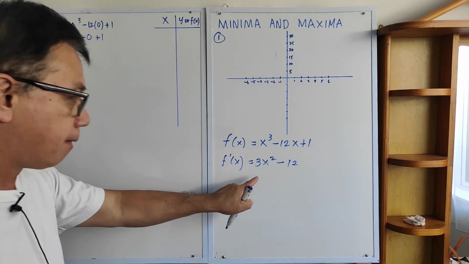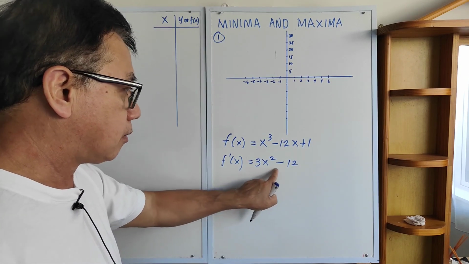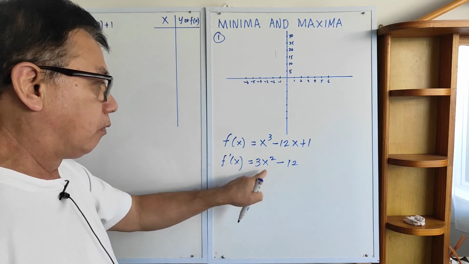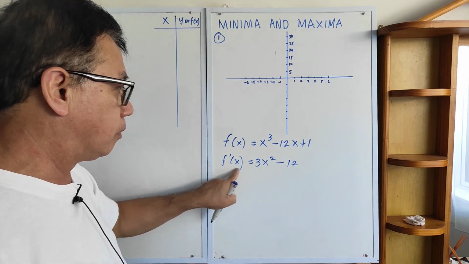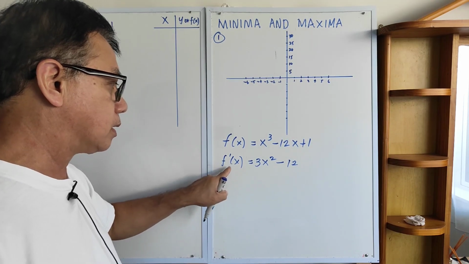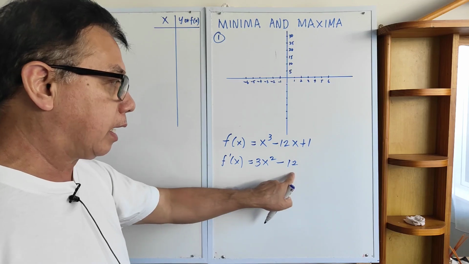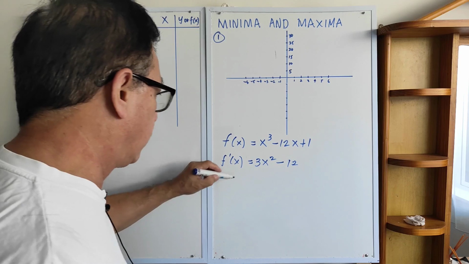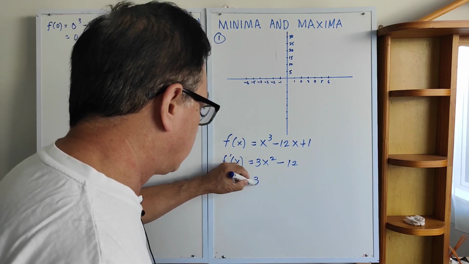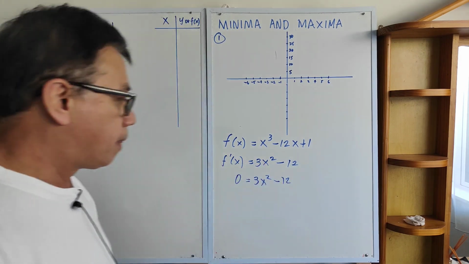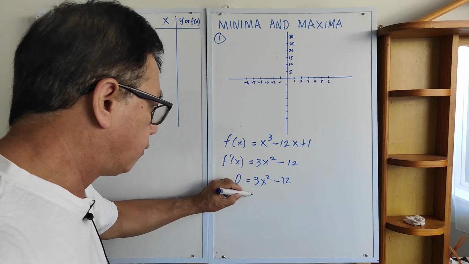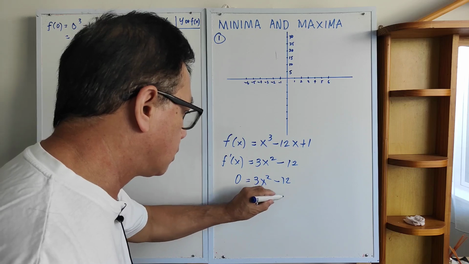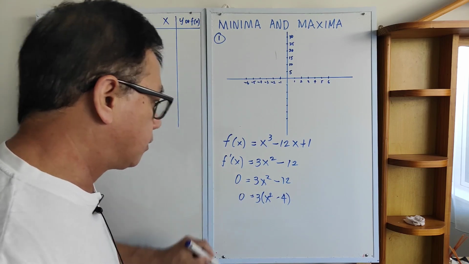Now, since this is the first derivative, we will equate it to 0 so that we will find the x value of the curve where the slope is 0. So if we equate it to 0, we have 3x squared minus 12 equals 0. We can factor out 3, so what we have is x squared minus 4 is equal to 0.